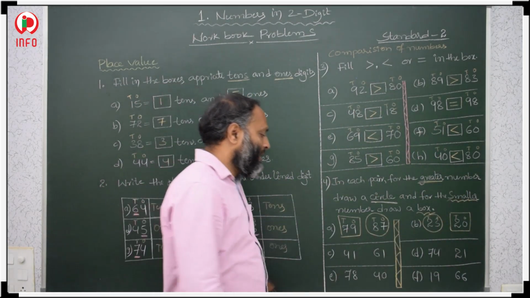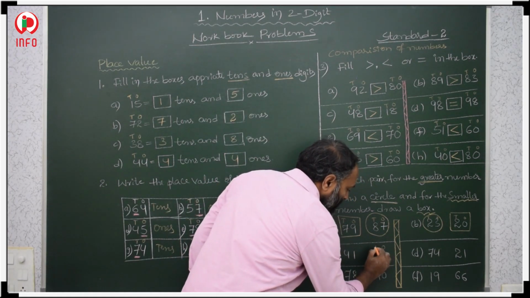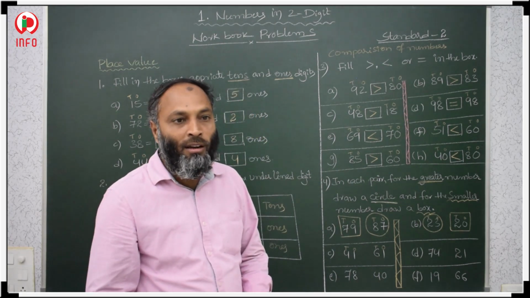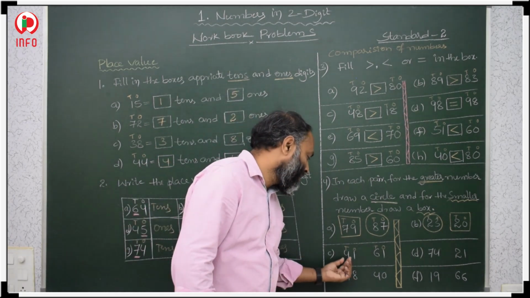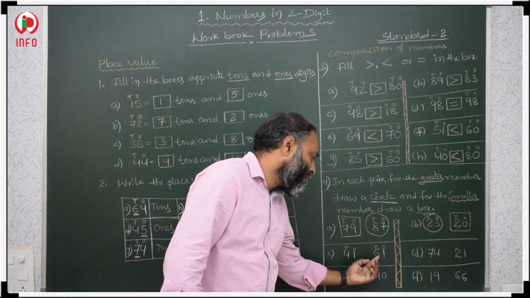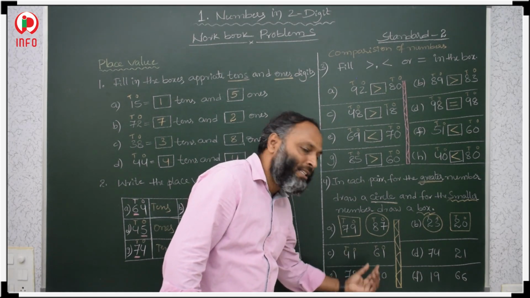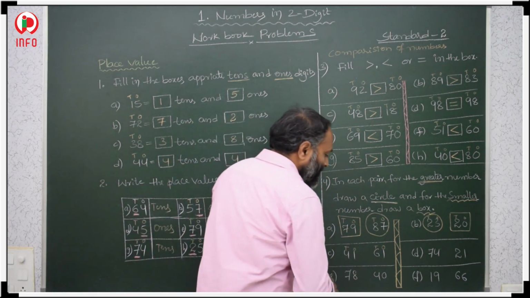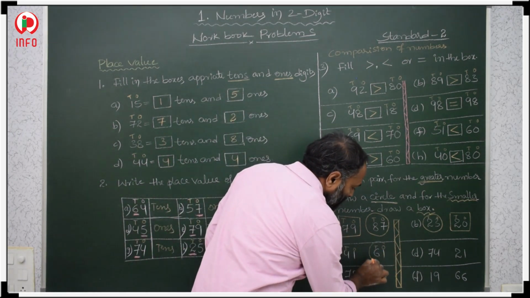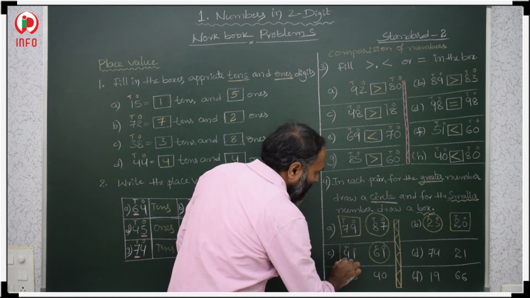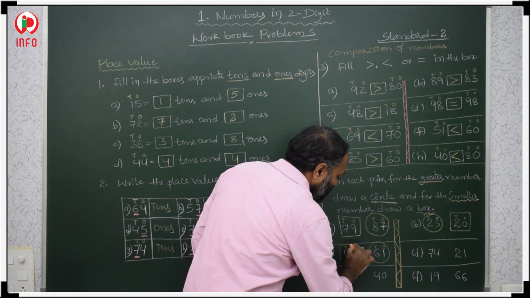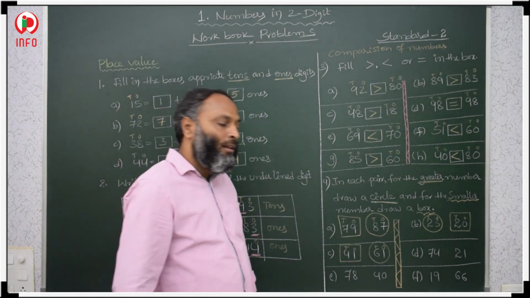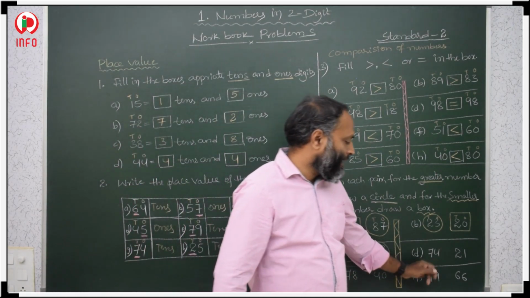Now, this is in ones place, this is in tens place. Now, how to compare? We start our comparison from tens place, 4 and 6. In 4 and 6, which one is bigger? 6 is bigger. So, for the bigger number, circle. For the smaller number, square. Square means that is box. For the smaller number, box.